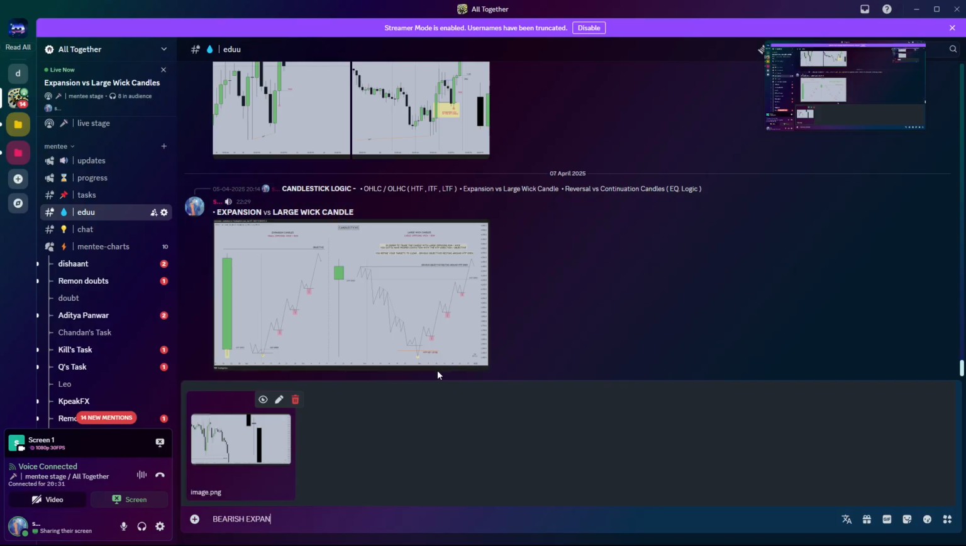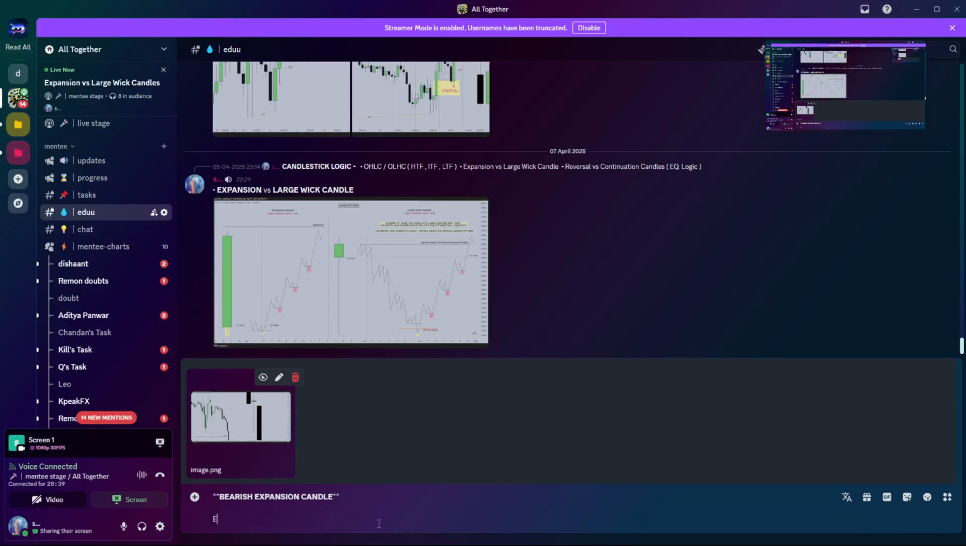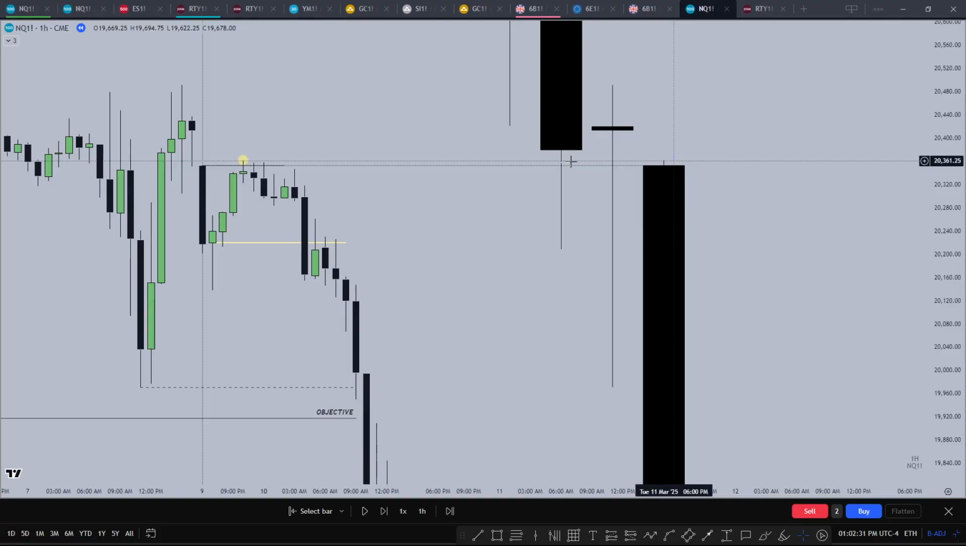Bearish expansion candle, example one. Okay, so let's get into the next example. This example was clear.